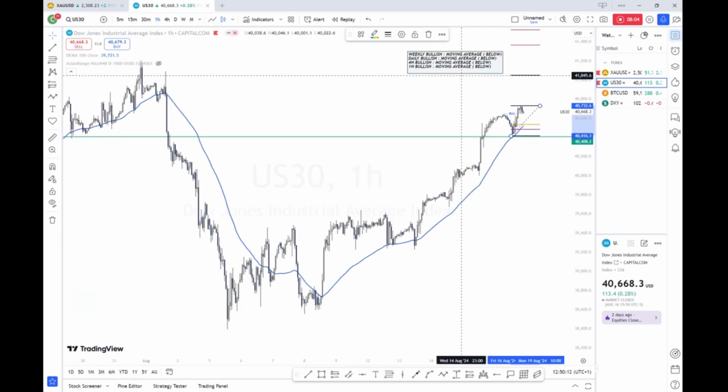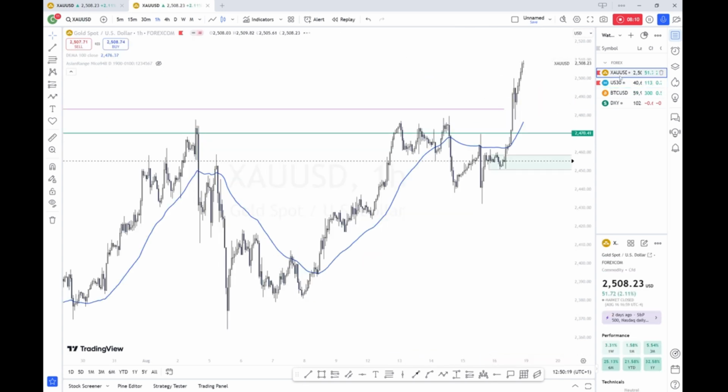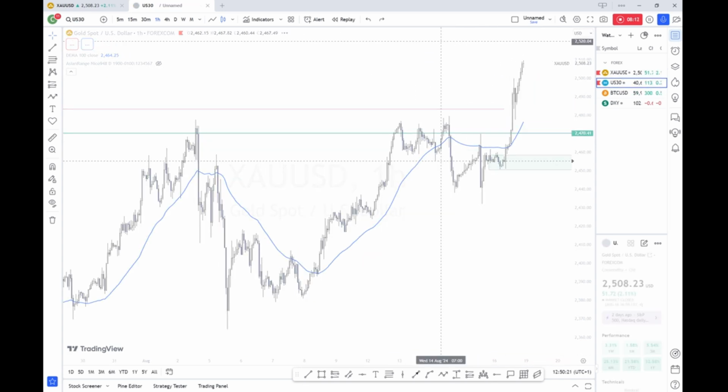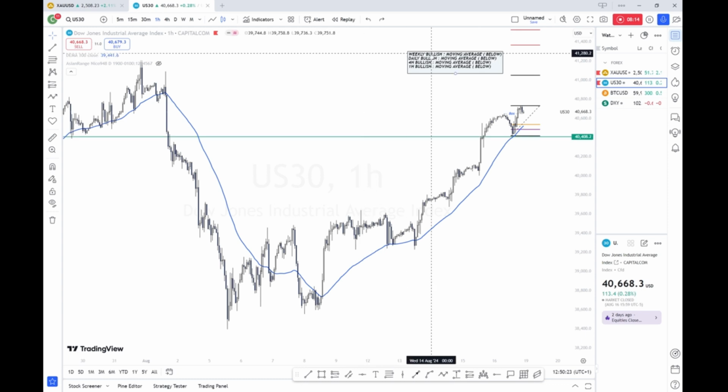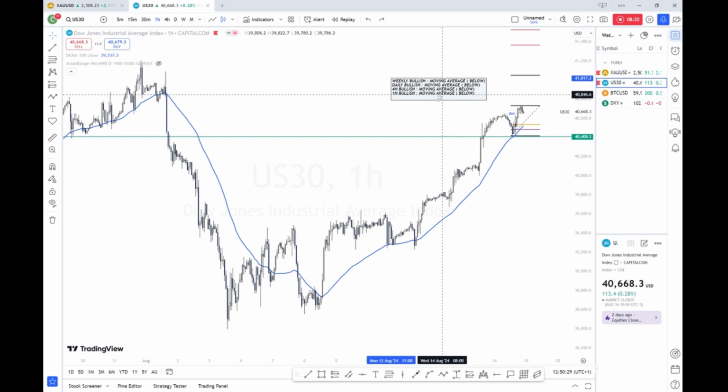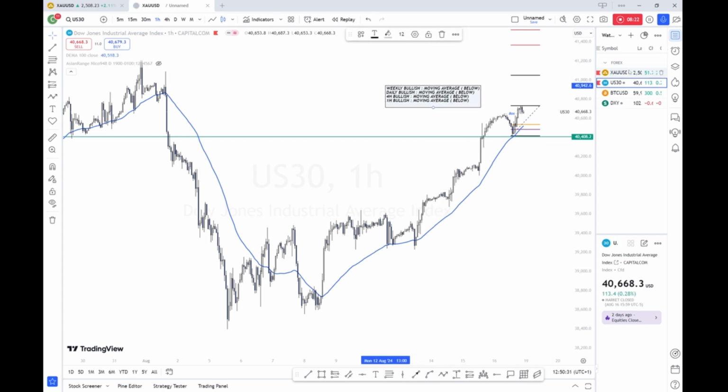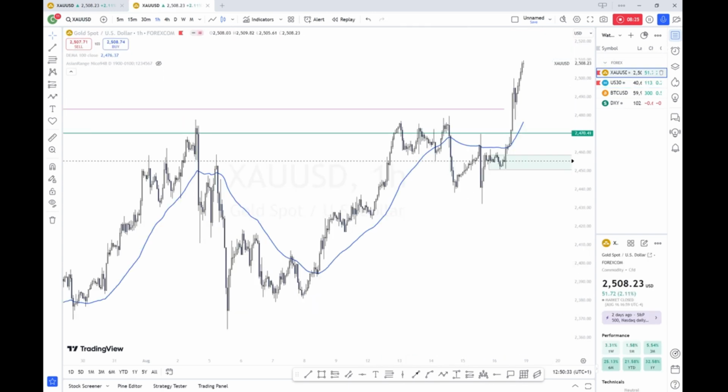Let's go over to gold. Remember, the weekly is bullish, daily is bullish, 4 hours is bullish, 1 hour is bullish on US 30. So basically, I'm not looking for sells anytime soon. And I also think the market has created the low of the year on stock markets, commodities, and forex.